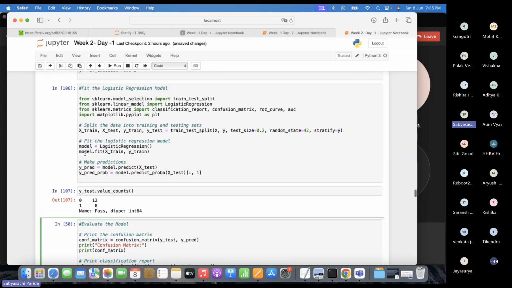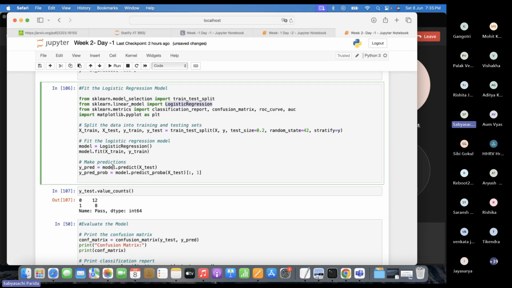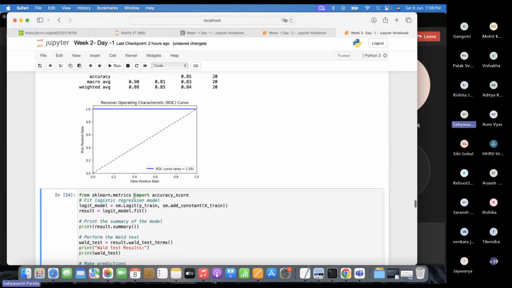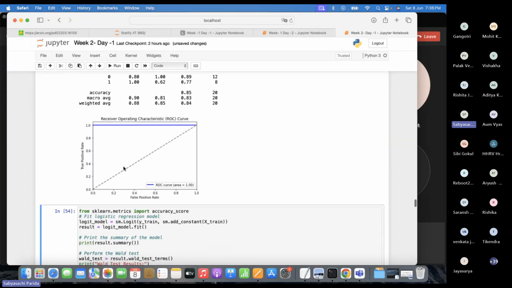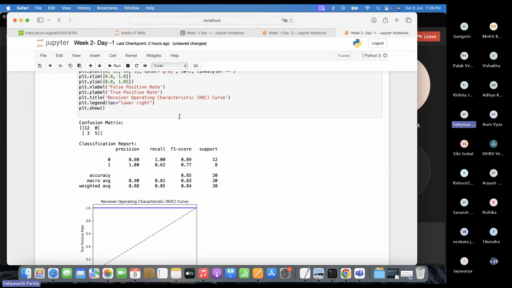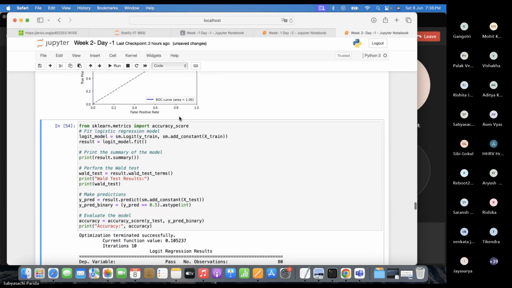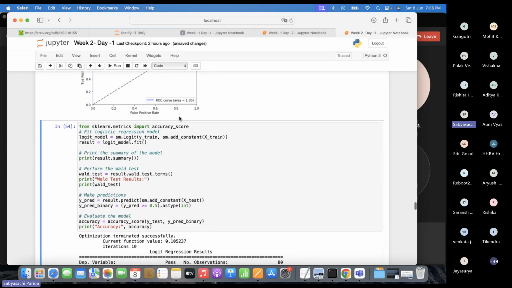And after I have fit that particular model using scikit-learn, this logistic regression, these are the values which I am getting. More on this will be covered, like what the various metrics for logistic regression are, and how to quantify whether my model is good or not.